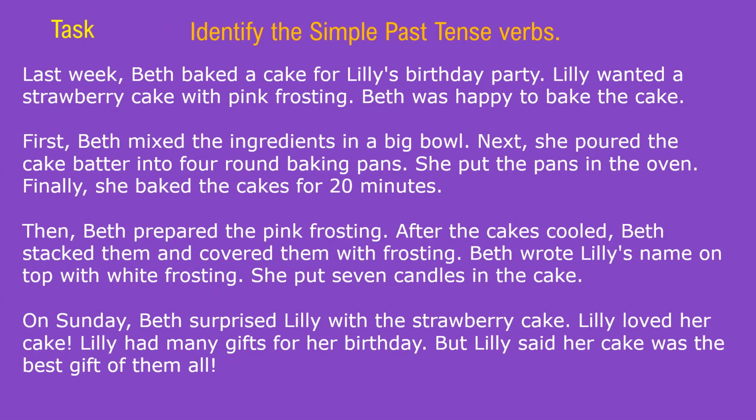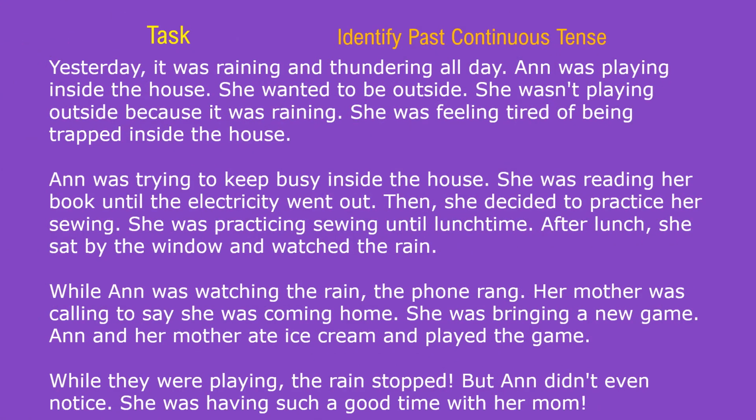I have a task for you. Identify simple past tense verbs. I can see here baked, I can see here wanted. If you've forgotten, go back to the video and see. Next one. Identify past continuous tense. I can see raining here, I can see thundering here, I can see playing here. Rest you figure out.